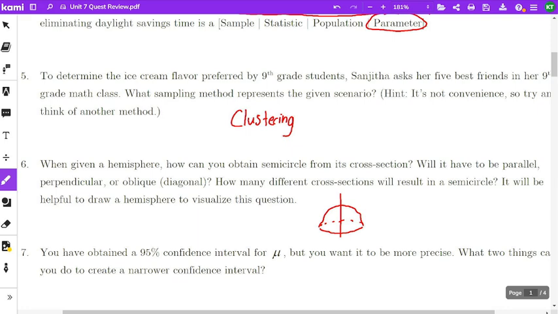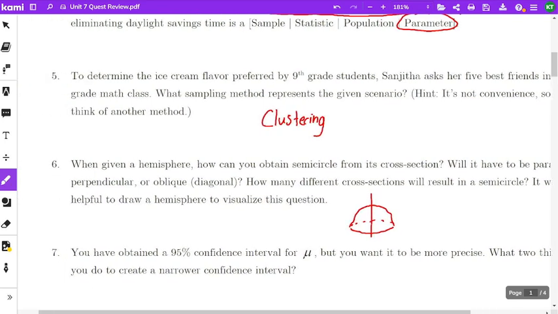And then how many times can I cut this to get a semicircle? I can technically cut this infinitely many times to get the semicircle. So it would be perpendicular, and then how many times? It would be infinite.